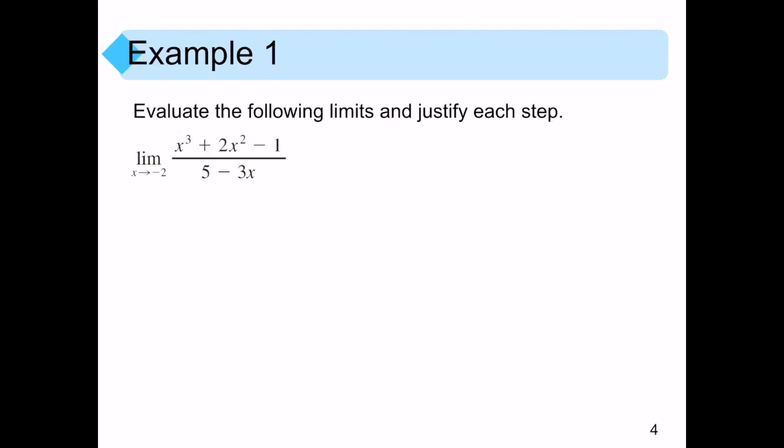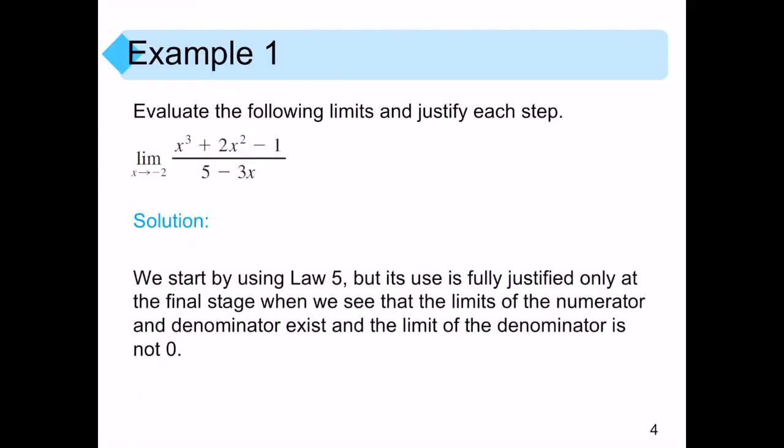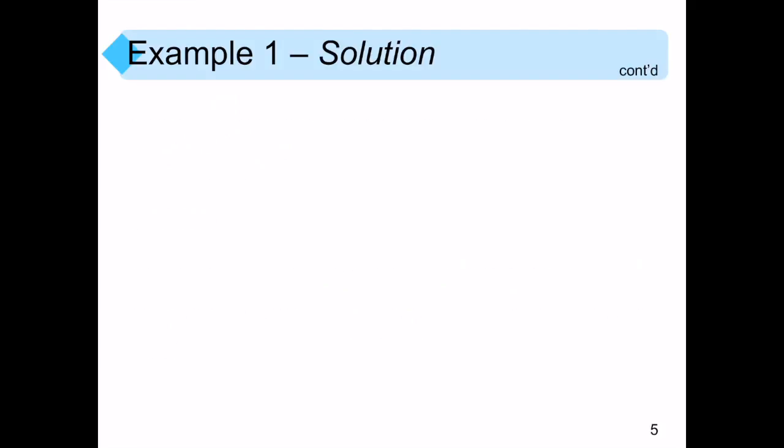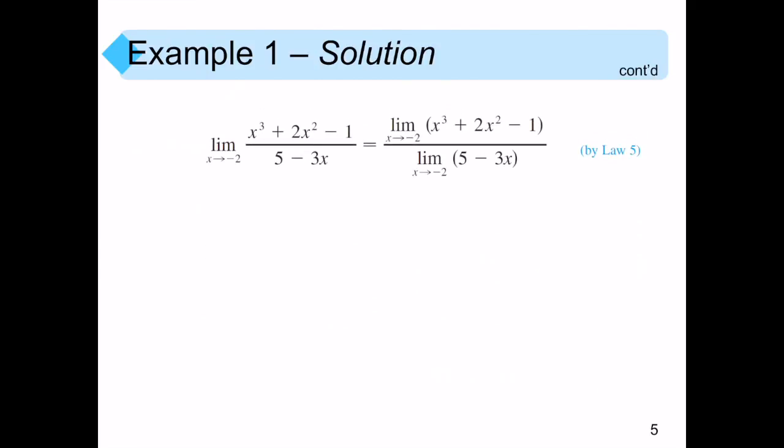Let's see how to use the laws to find this problem's limit. First, this problem is a quotient, so we need to use the quotient law. Before we use the quotient law, we need to understand that the denominator cannot equal 0. So we use law 5 to find this function's limit. Using this quotient law, we can write the quotient's limit as the quotient of the limits.